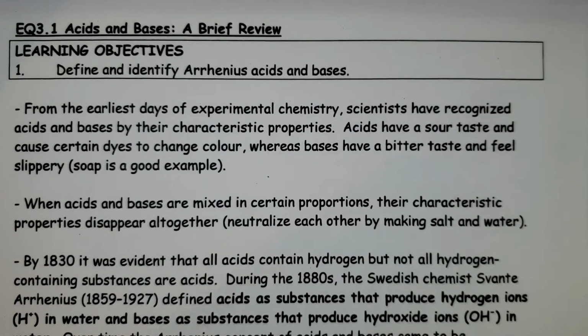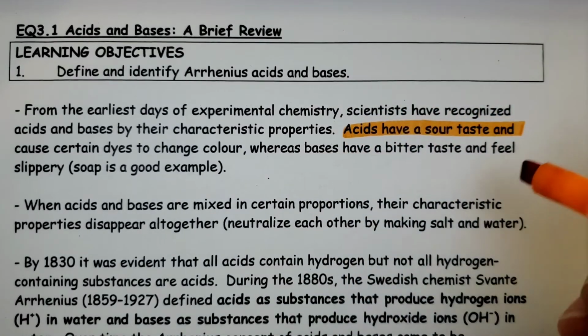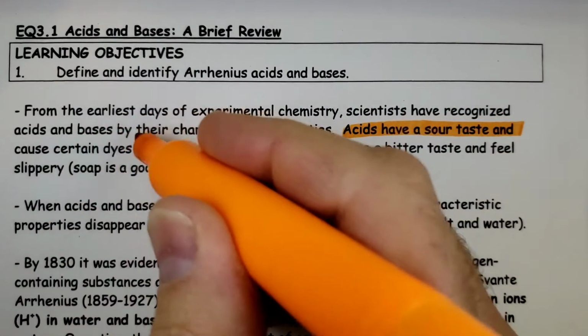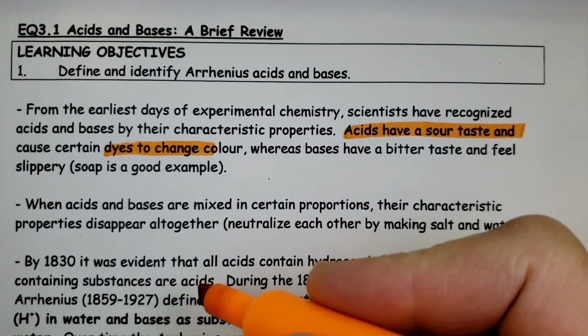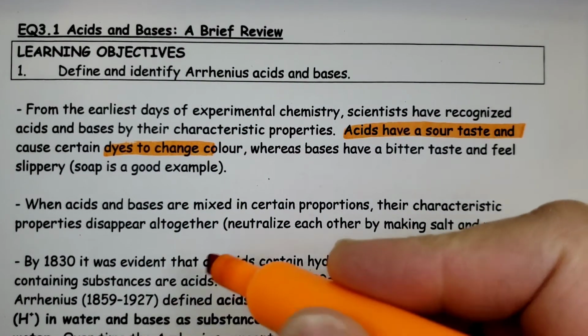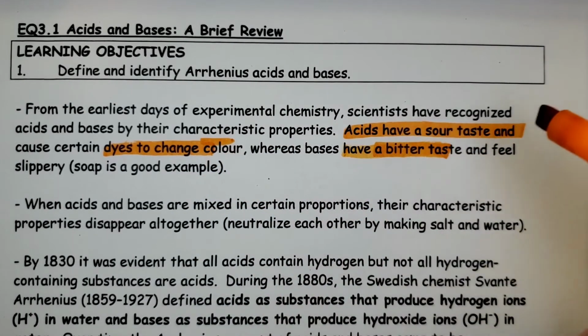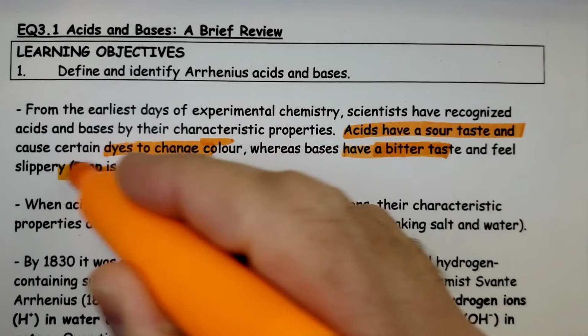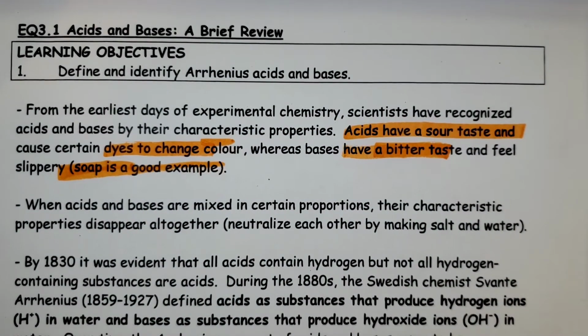So some things that you've likely taken in earlier science courses. Acids have a sour taste. They cause certain dyes to change color, such as litmus paper. Causes litmus paper to turn pink or red. Whereas bases tend to have a bitter taste and feel slippery. And they also cause indicators to change as well. For example, litmus to change blue.